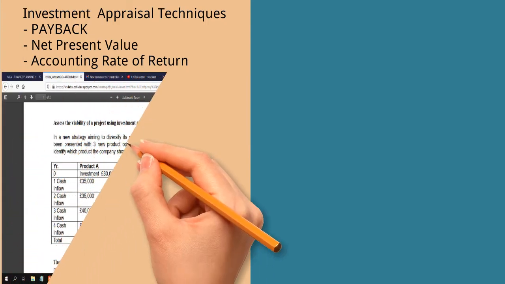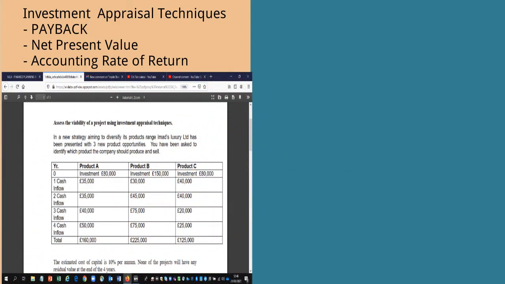projects, how do we know which project we should be investing our money in and where are we going to get the best return? So for that, we're going to look at an example, and we're going to look at three methods: the payback period, the net present value, and the accounting rate of return. And in the example here, we have three potential projects, projects A, B, and C, with the initial investments for each being 80,000, 150,000, and 80,000.